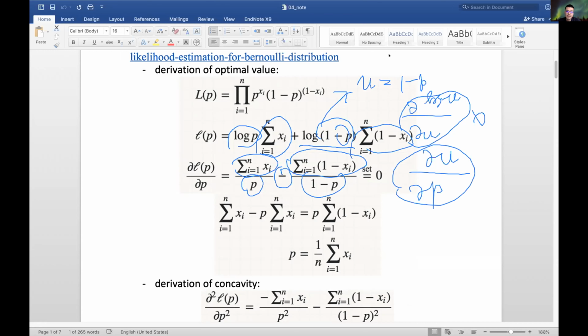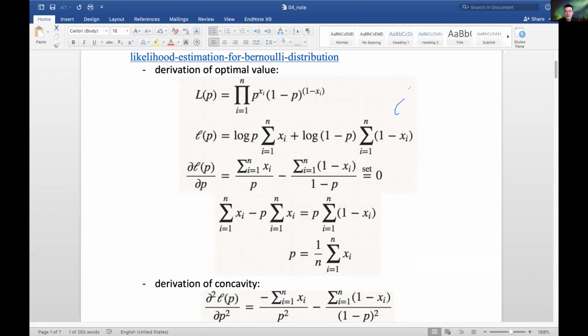Yeah, assume this is fine, okay? Now, because we want to find the derivative equal to 0, we just set this value to 0. Now, all we need to do is solve this equation. So how to do that? This is very simple, actually.